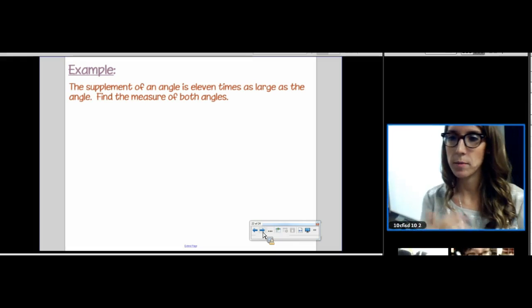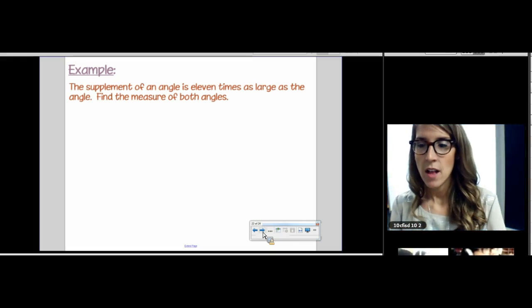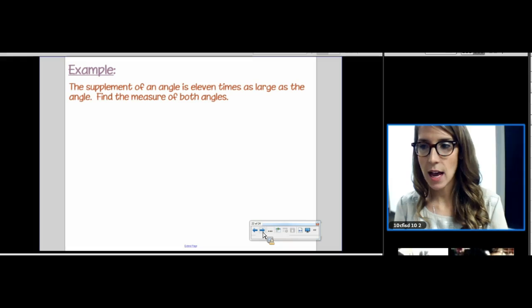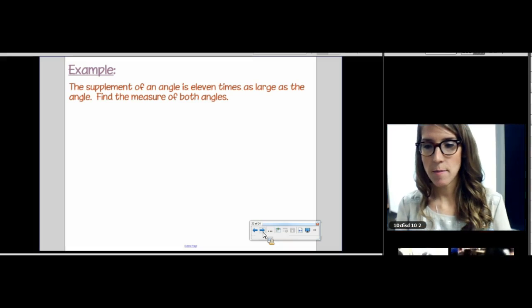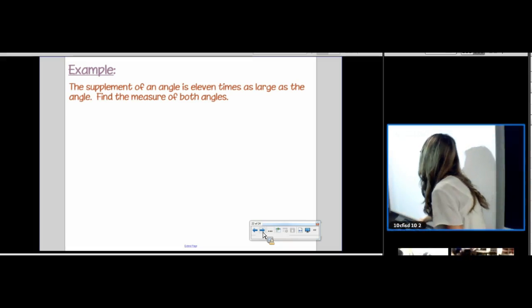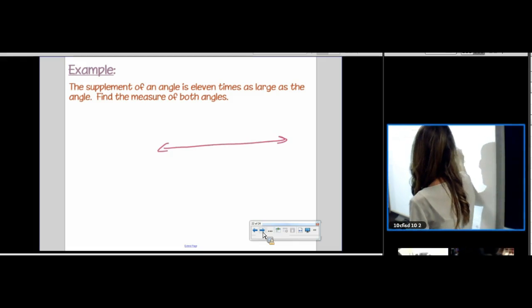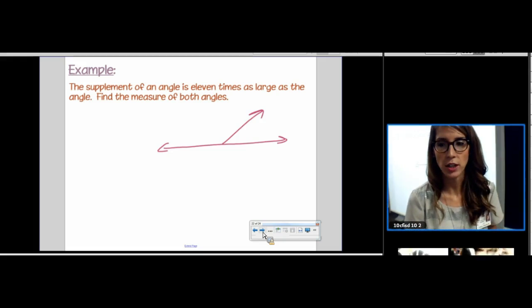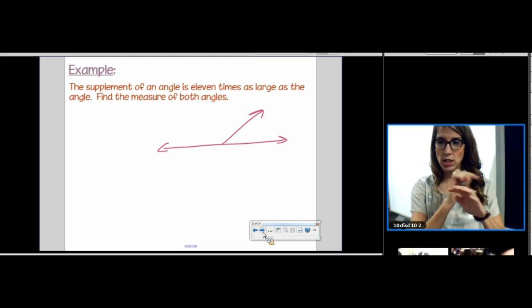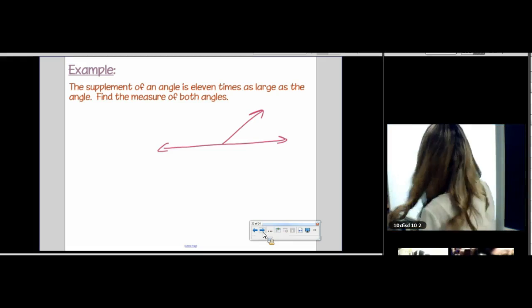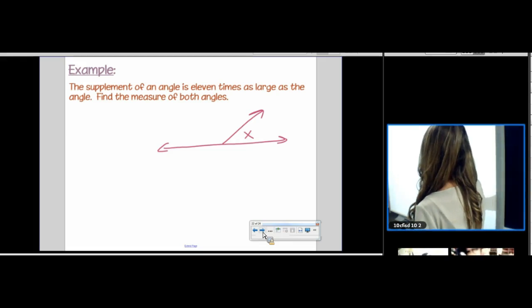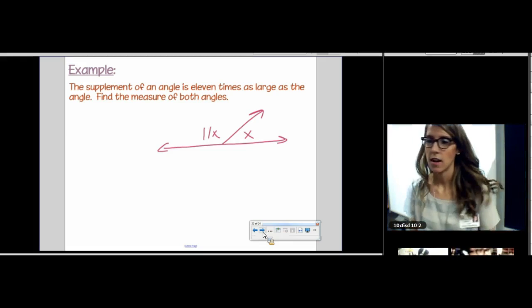Try same problem, different numbers. The supplement of an angle is 11 times as large as the angle. Find the measure of both angles. Because of time, I'm going to just have to work it. Okay, I see the word supplement. I don't see the word complement. So you need to draw a different picture. The supplement, so you need to draw 180 degrees. 11 times. So I'm going to call this one x, and I'm going to call this one 11x.